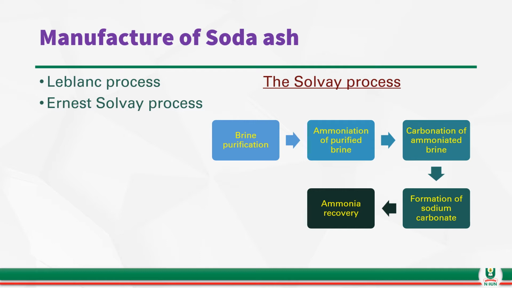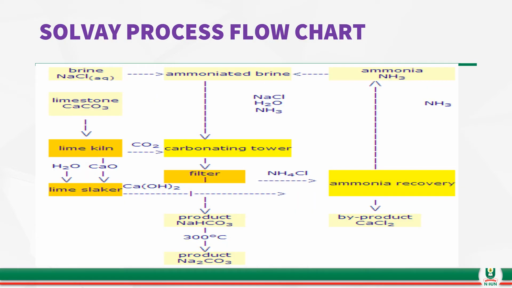Now, what does this involve? There are 5 steps involved in the Solvay process. The first step, as you can see from the chart, is the brine purification, followed by ammoniation of the purified brine, and then the carbonation of ammoniated brine to the formation of sodium carbonate and the recovery of ammonia. So let's now consider each of these steps to know what it involves. This flowchart summarizes all that is involved in the Solvay process.